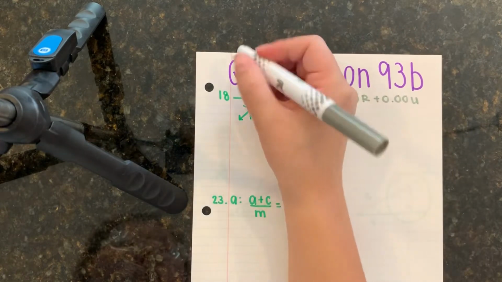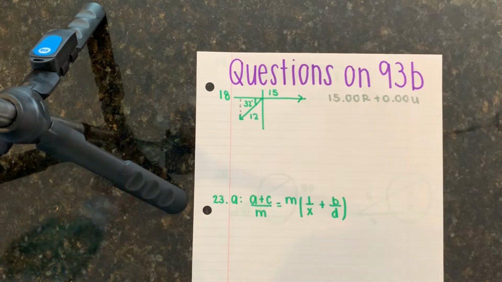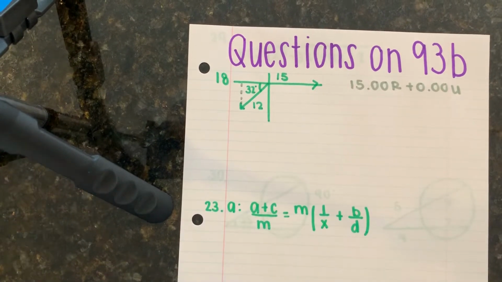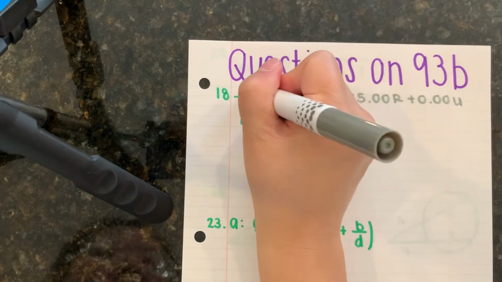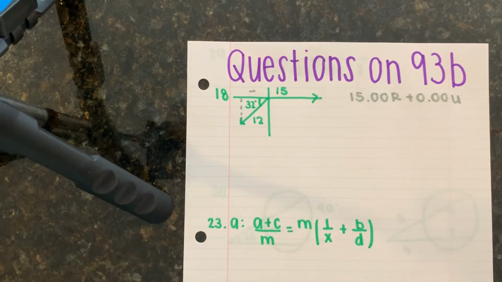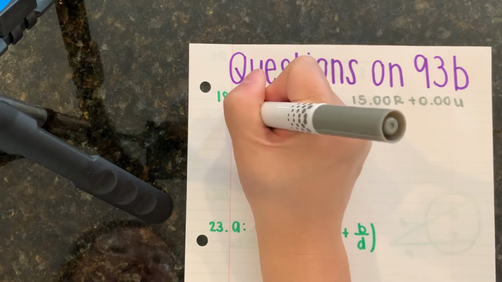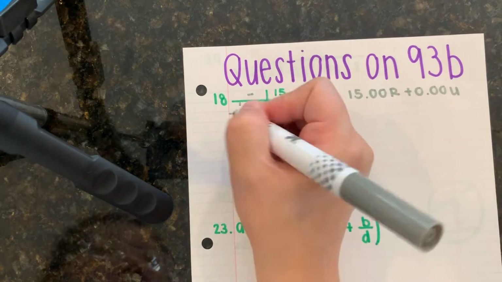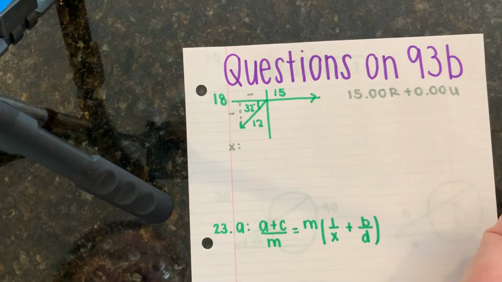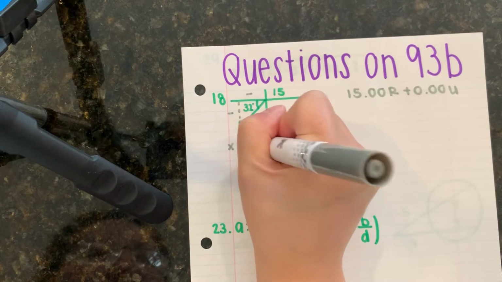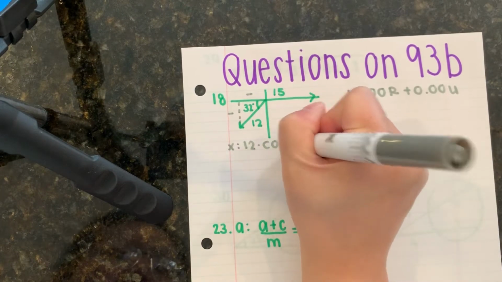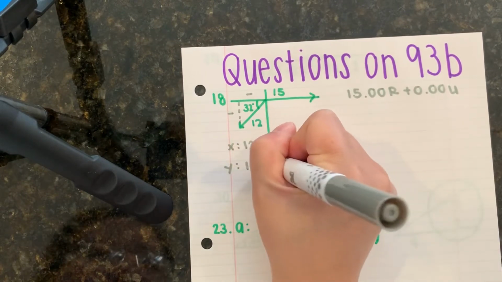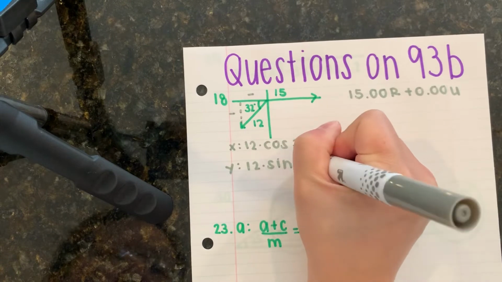Now I'm going to go to this triangle over here. I'm going to make this into a right triangle. And I noticed that this is going to the left of the origin, so that means our r is going to be negative, and then it's coming down off the x-axis, so that's also going to be negative. Now I'm going to solve for what r and u are equal to. So for x, which is our r, we're going to use cosine. That will be 12 times cosine of 32. And for y, we're going to use 12 times sine of 32.